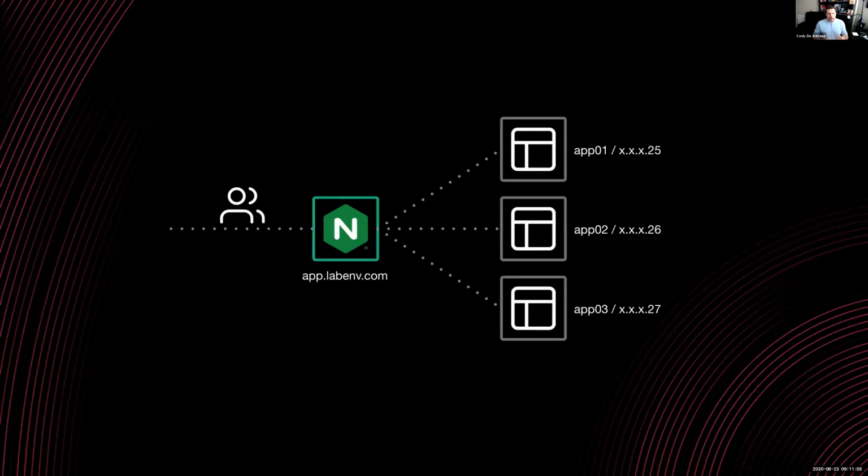So let's take a look at what a typical environment looks like. A typical environment might have an Nginx server sitting in front of 3 backend servers.